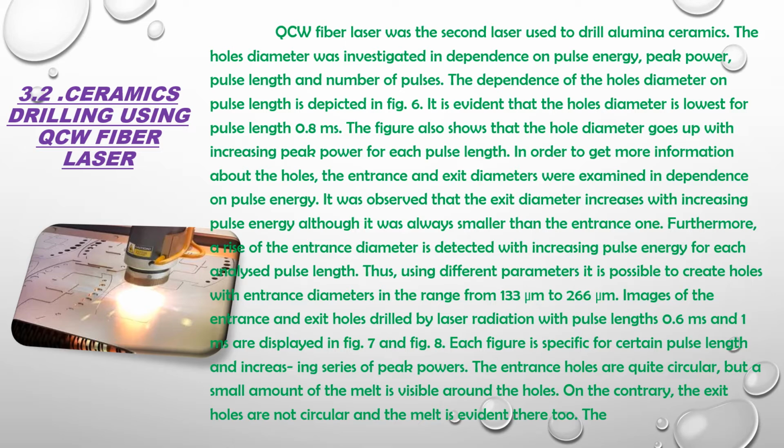The dependence of the hole diameter on pulse length is depicted in this figure. It's evident that the hole diameter is the lowest for pulse length 0.8 ms. The figure also shows that the hole diameter goes up with increasing peak power for each pulse length. In order to get more information about the holes, the entrance and exit diameters are examined in dependence on pulse energy. It was observed that the exit diameter increased with increasing pulse energy, although it was always smaller than the entrance one. Furthermore, a rise of entrance diameter is detected with increasing pulse energy for each analyzed pulse length.